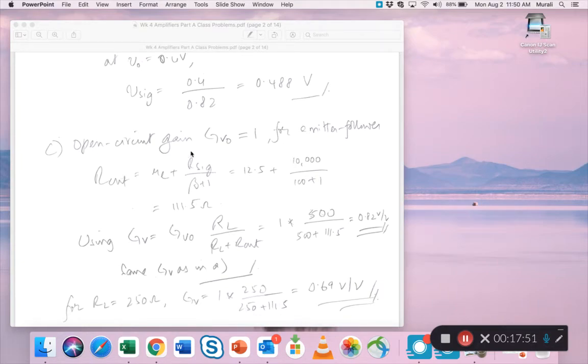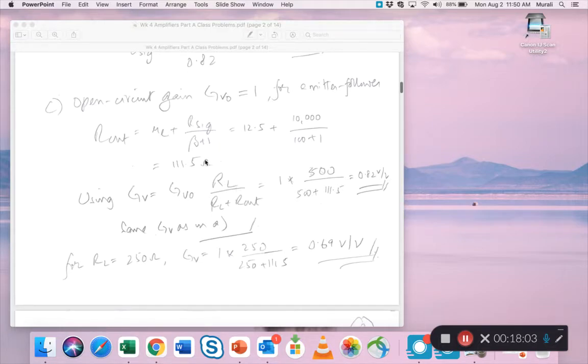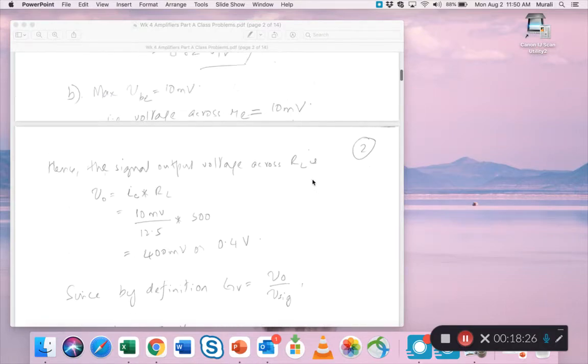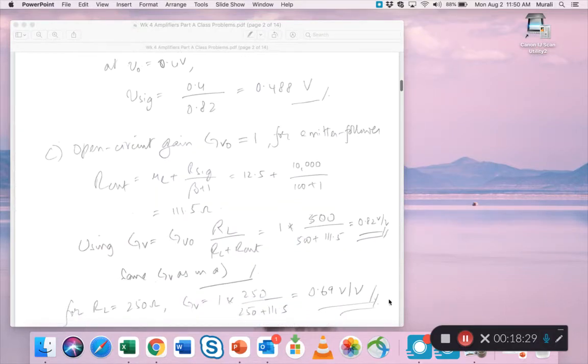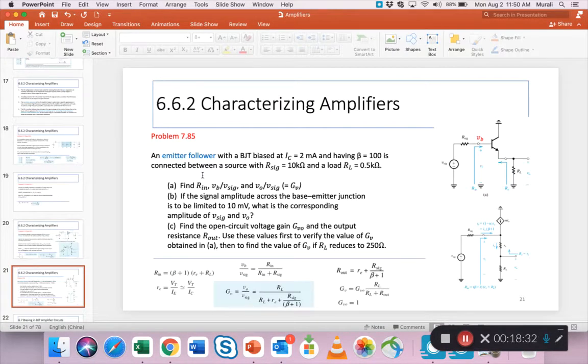Now we have to verify that what we got here is right. So open circuit gain is 1 for emitter follower. R out is RE plus this in the formula. So you get R out to be 111.5. So using GV equals this, you calculate GV again as 0.82, which is the same as what we found in A. Okay. Now if RL changes, then GV changes. It drops actually to 0.69 volts per volt. Okay. So I hope this was clear, and we can move on to the next problem.